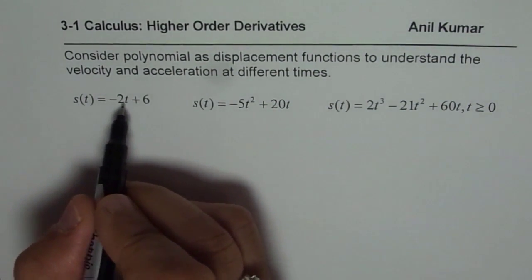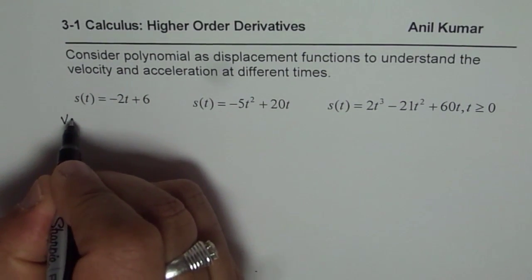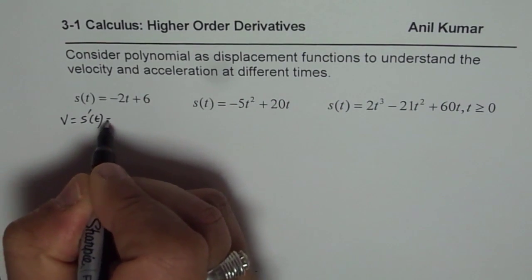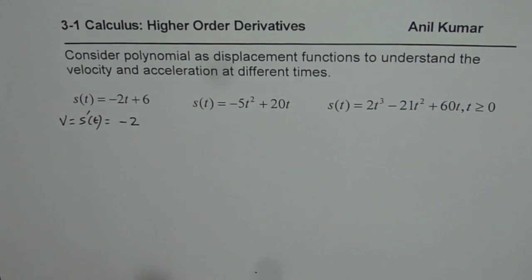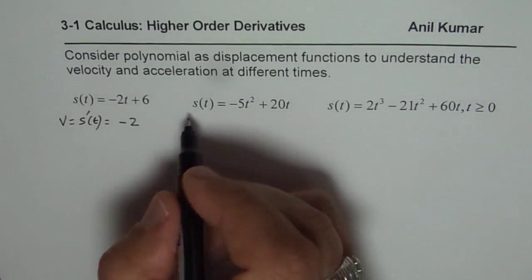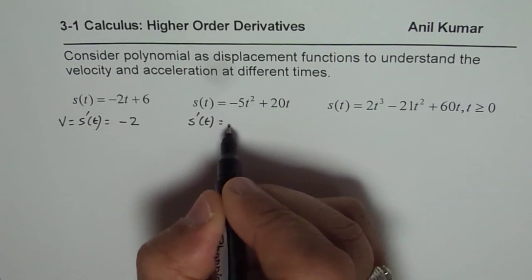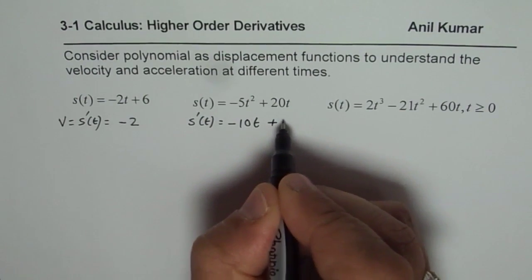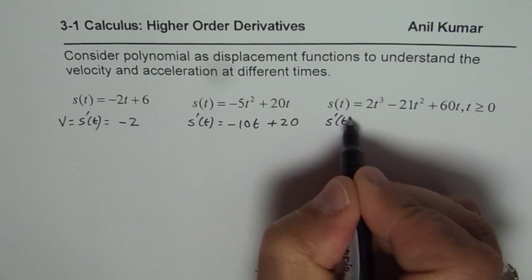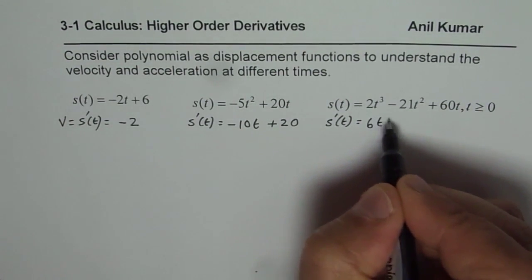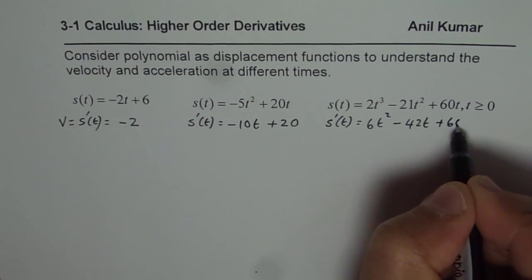If the displacement is linear, s of t equals minus 2t plus 6, velocity will equal the derivative of displacement. So the derivative of this is minus 2. So it is constant. Do you see that? For the second function, the derivative will be minus 10t plus 20. So that is linear. And for the third function, the velocity will be 6t squared minus 42t plus 60, right?